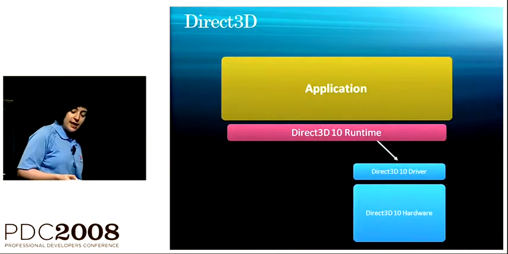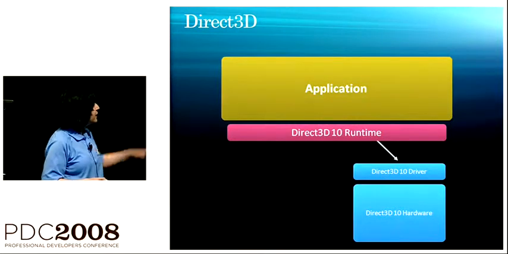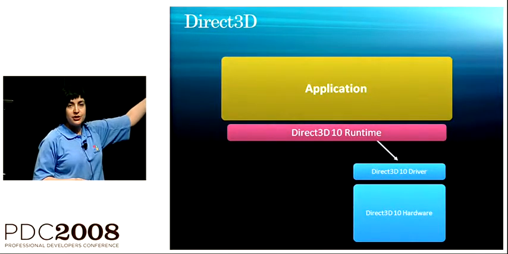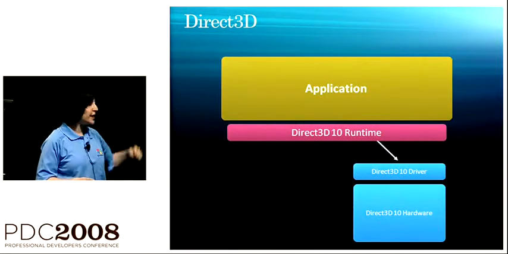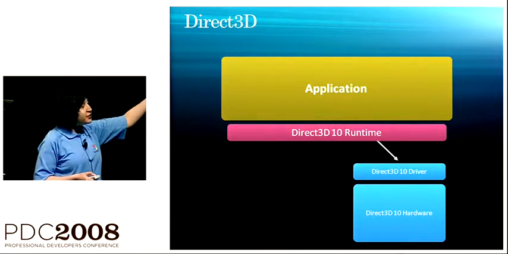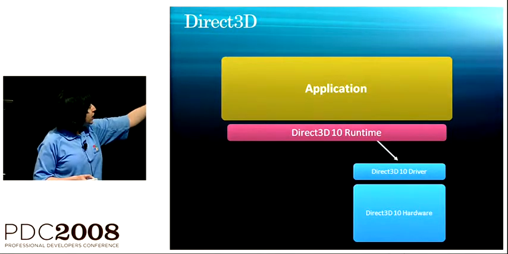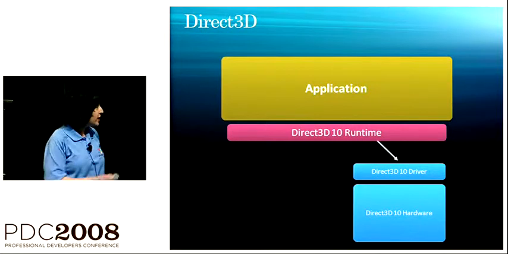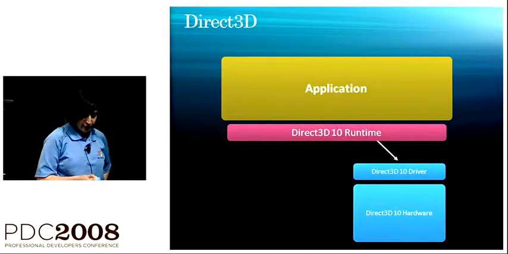So this is a diagram we're going to be building on for the rest of the talk. Just to make it clear what we're talking about, we have an application. It talks to the Direct3D, in this case 10 runtime, because that's what we're talking about right now. That, of course, talks to a Direct3D 10 driver. We could have 10.1 in here, too. 10 or 10.1 driver, and then the 10 or 10.1 hardware. Okay, so that's sort of the basic architecture of how these things work.